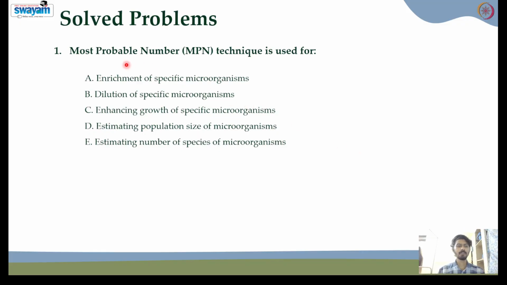First question: the most probable number technique is used for, option A, enrichment of specific microorganism, option B, dilution of specific microorganism, option C, enhancing the growth of specific microorganism, option D, estimating population size of microorganism, option E, estimating number of species of microorganism. So among this, what describes the most probable number? You can post your answers.